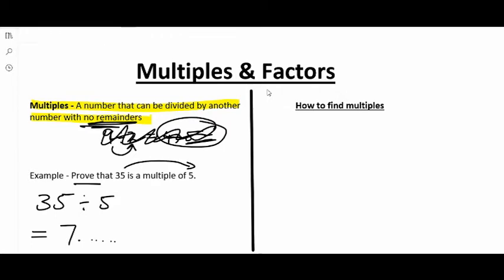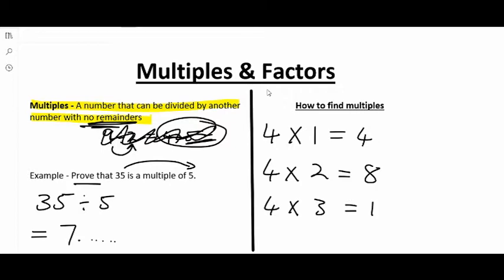How do you find multiples? Well, you just take any number. Let's take the number 4. Take the number 4 and multiply it by 1. 4 multiplied by 1 will give us 4. 4 multiplied by 2 will give us 8. 4 multiplied by 3 will give us 12.